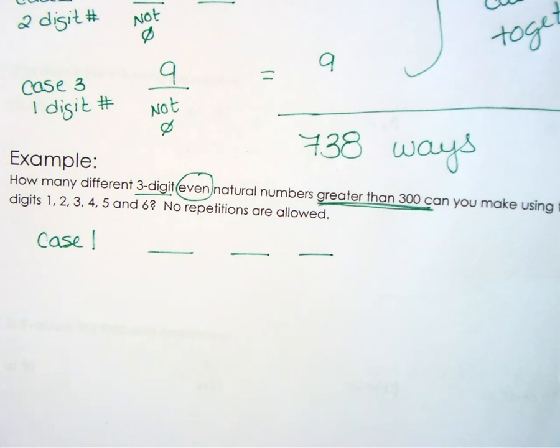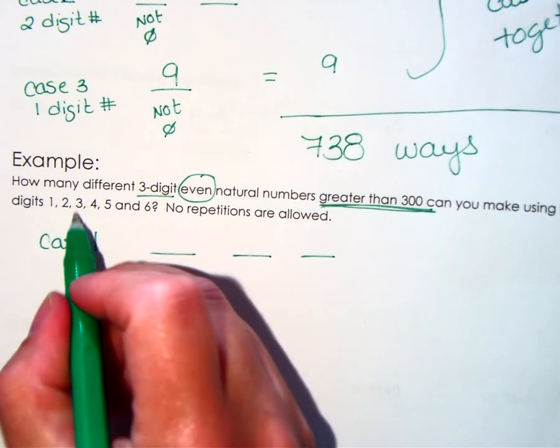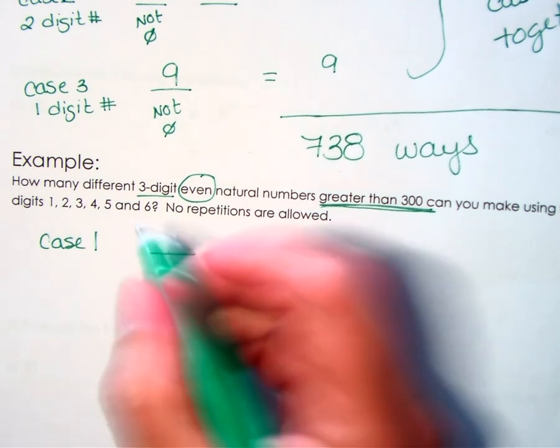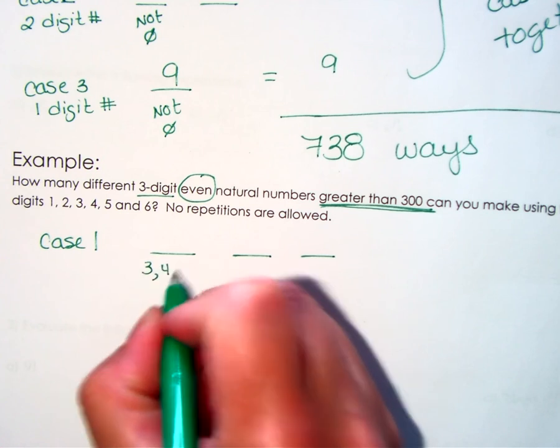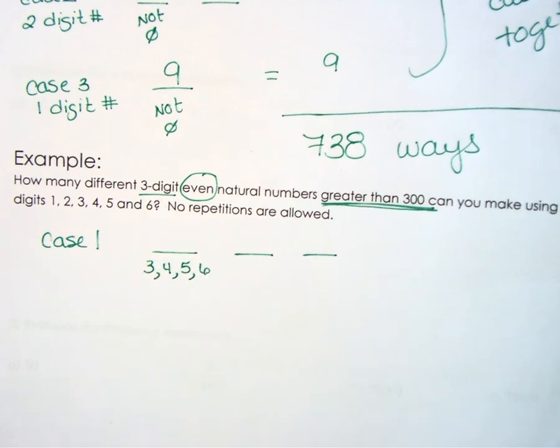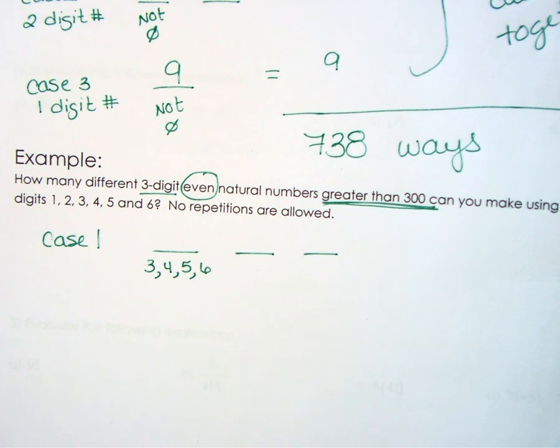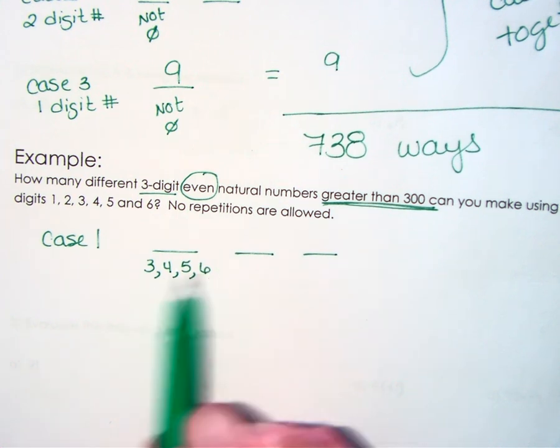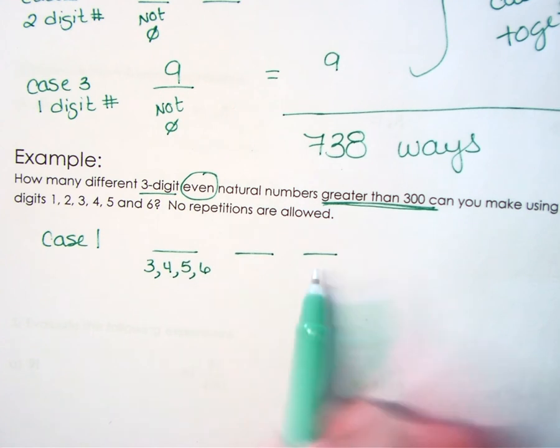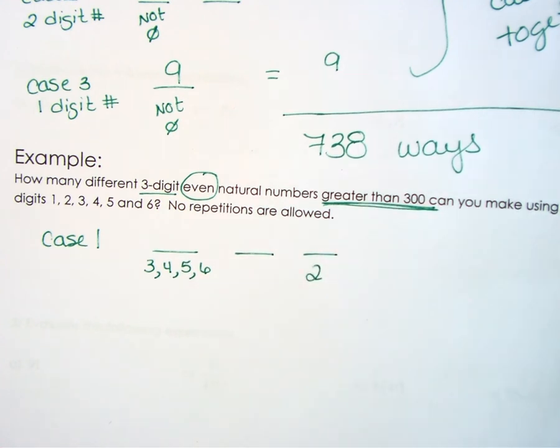So 4, 6, and 8 are the only ones for the first. Okay, there's no 8, but I'm with you. The digits are listed there. Okay. Hard question. All right, so we can put 3, 4, 5, or 6, but remember that they have to be even. So what does the ending number have to be? 2, 4, 6. Okay, but I've put 4 and 6 here. So what has to be here? 2. How many 2s do I have? 1. Good job, everybody.